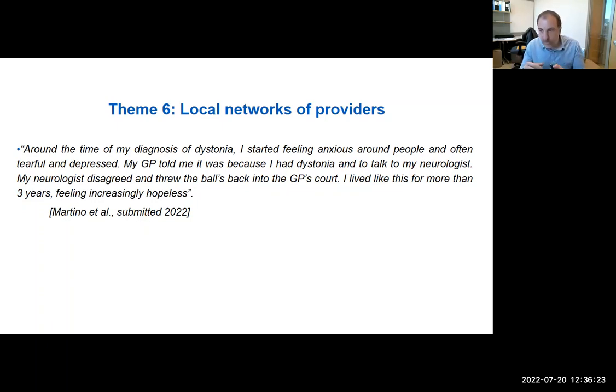I particularly like to read this quote aloud because it's one of my favorites. It just highlights the relevance of this insufficient degree of communication between neurologists and family doctors. This is from a patient with cervical dystonia. "Around the time of my diagnosis of dystonia, I started feeling anxious around people and often tearful and depressed. My GP told me it was because I had dystonia and to talk to my neurologist. My neurologist disagreed and threw the ball back into the GP's court. I lived like this for more than 3 years, feeling increasingly hopeless," which is particularly disappointing.